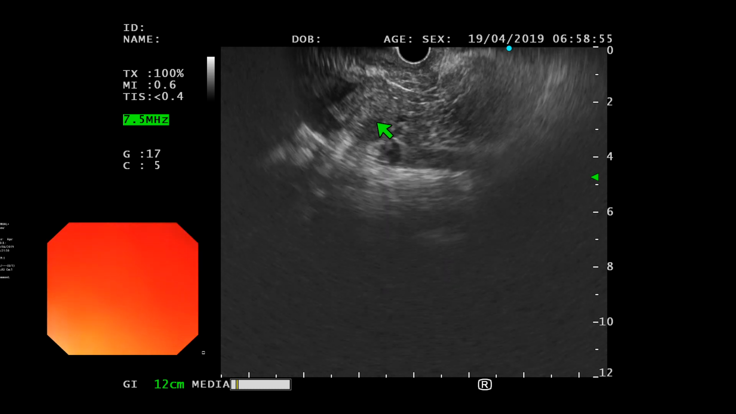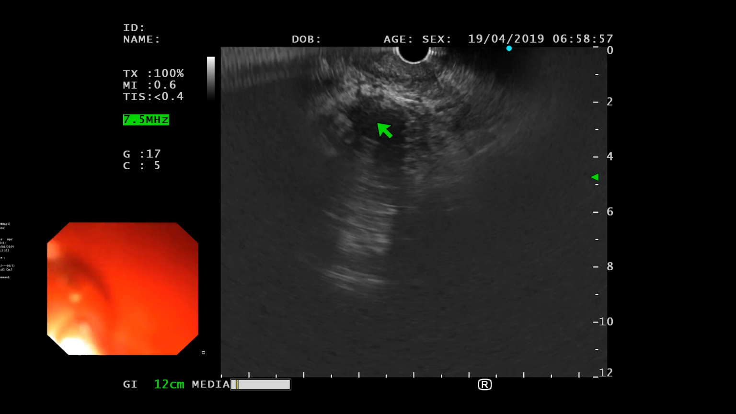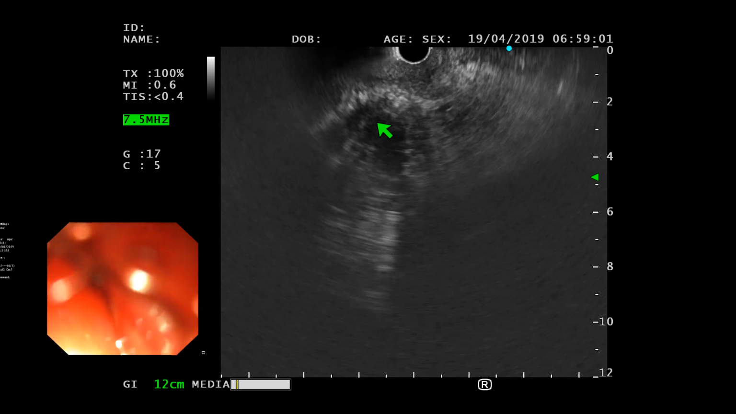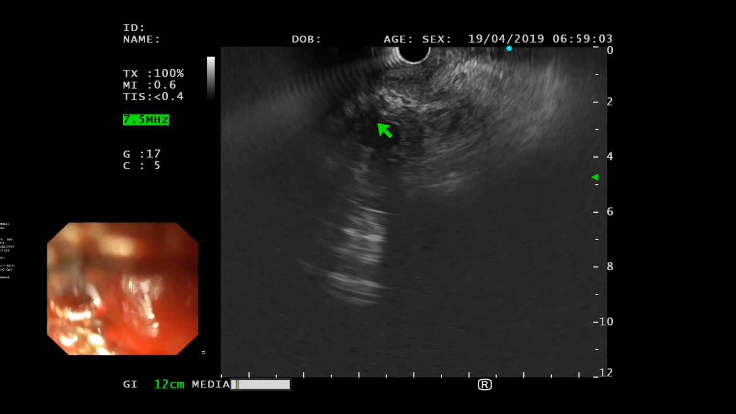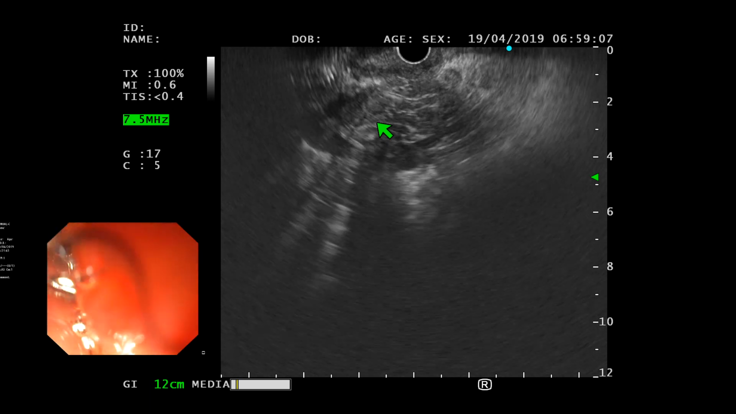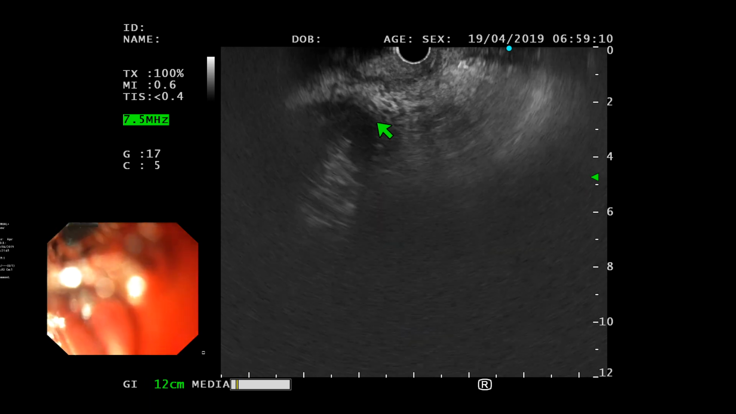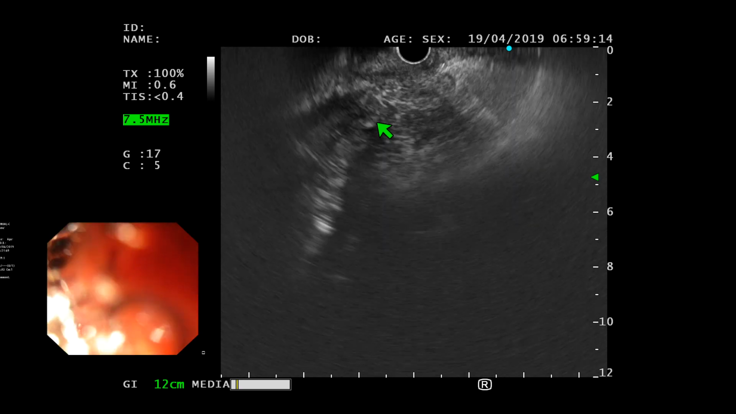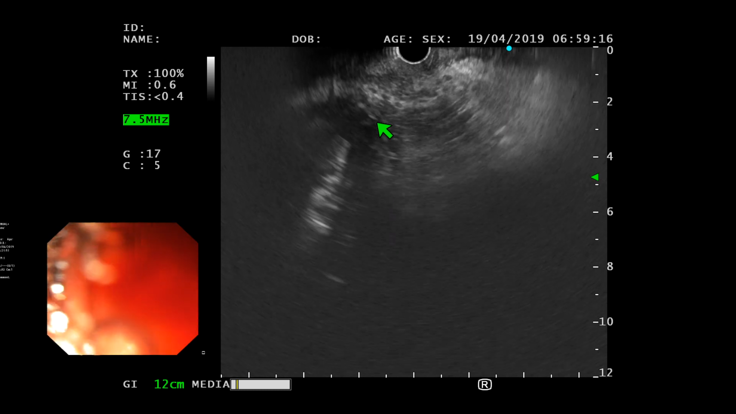Don't look at the portal vein, concentrate on your learning objective. Your learning objective is not the portal vein. The portal vein is just a landmark to identify the station, to identify the anatomy. Once you have identified the portal vein, your concentration should be on the CBD, at the head of the pancreas and the pancreatic duct.